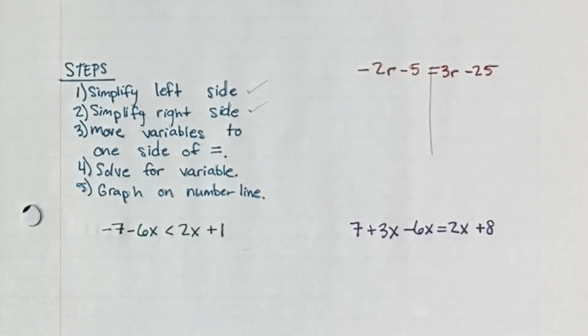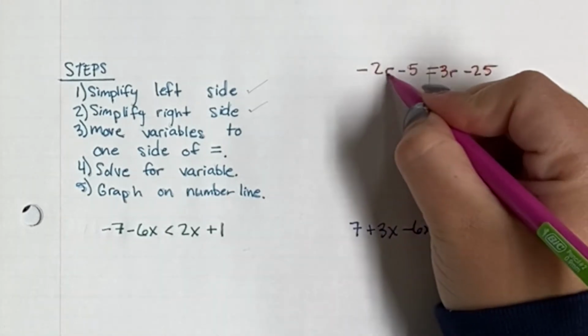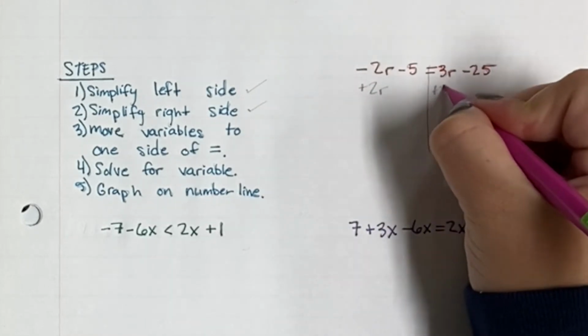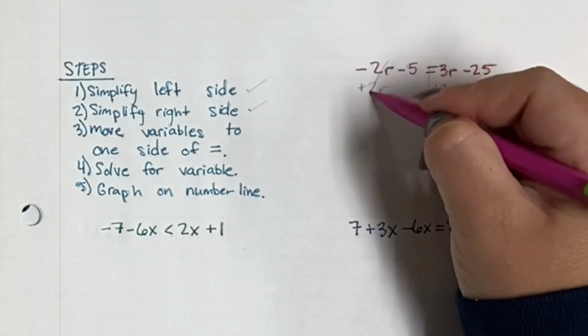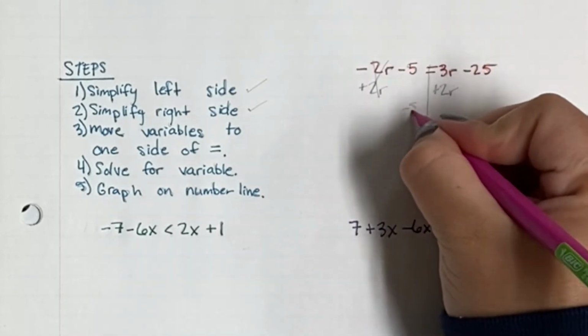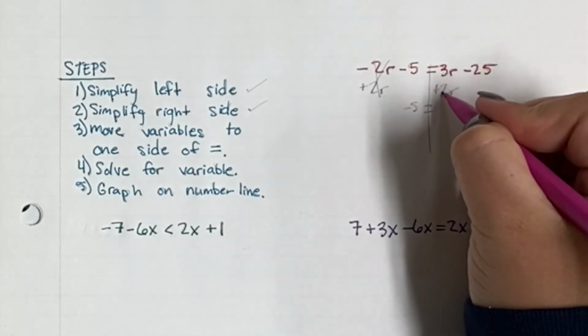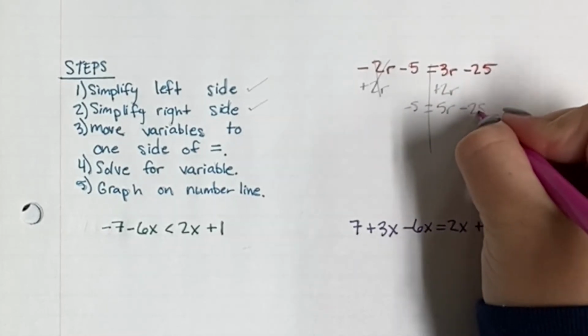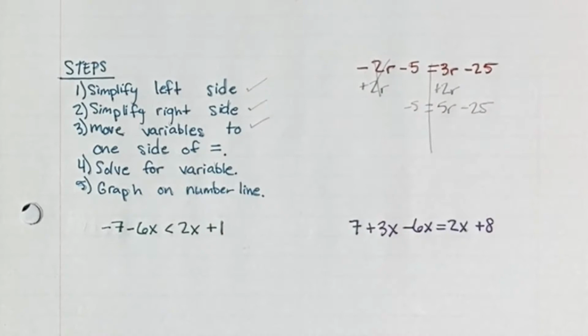I think it's easier to move the smaller, so the negative 2r is smaller, so I'm going to move it by doing the opposite, adding 2r. Now these 2r's cancel. I'm left with negative 5 equals 3r plus 2r is 5r minus 25. And now I'm done with step number 3.